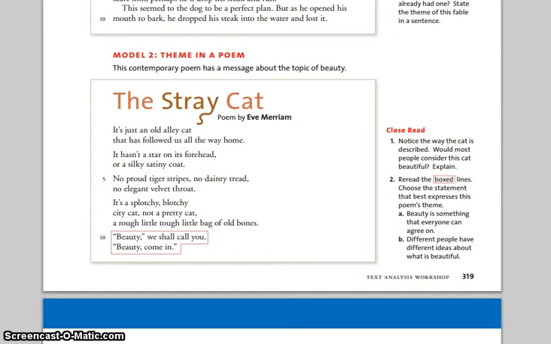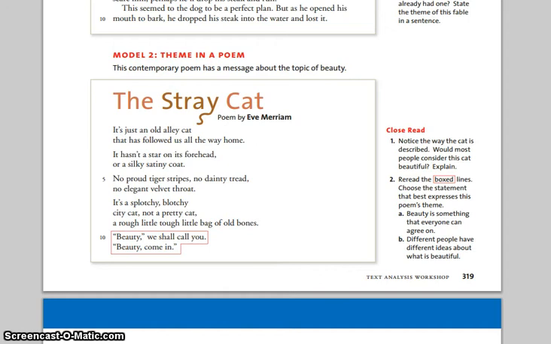Let's take a look at the second model. It says Model 2, Theme in a Poem. This contemporary poem has a message about the topic of beauty. The Stray Cat, a poem by Eve Merriam.